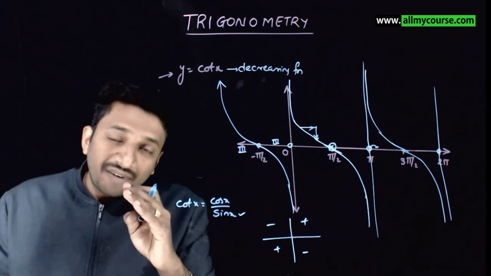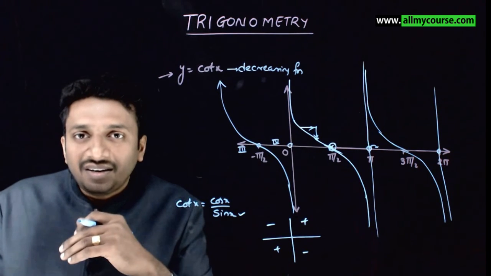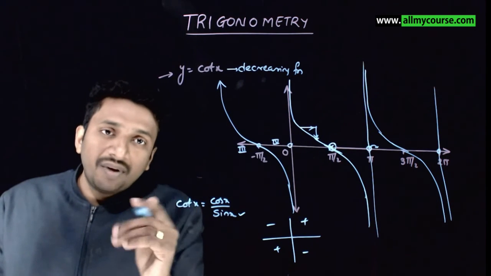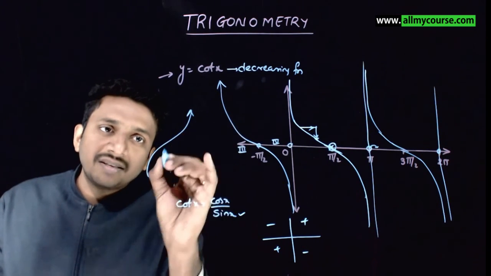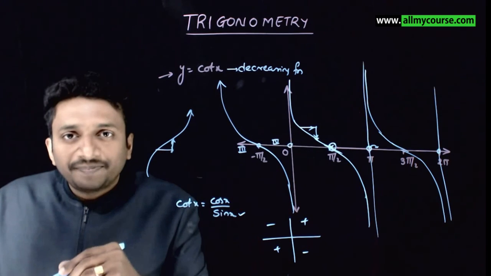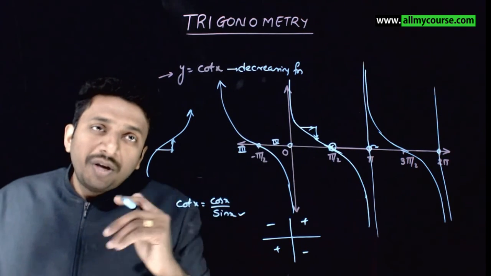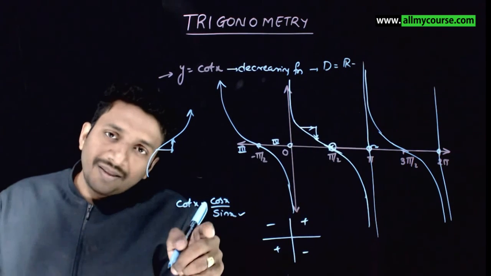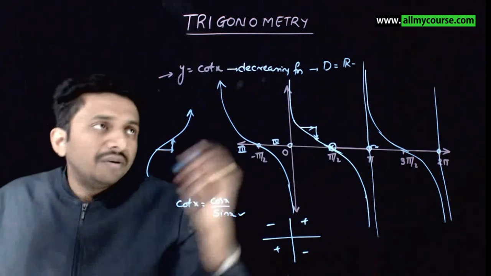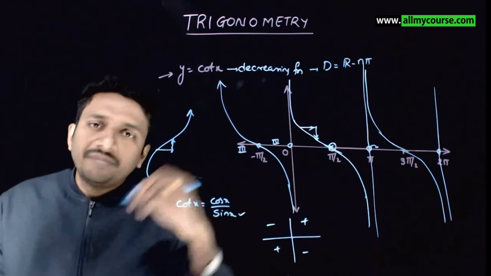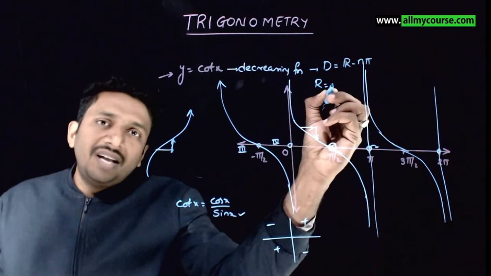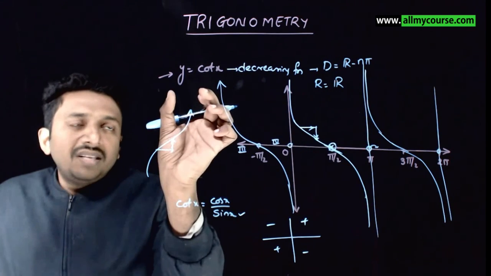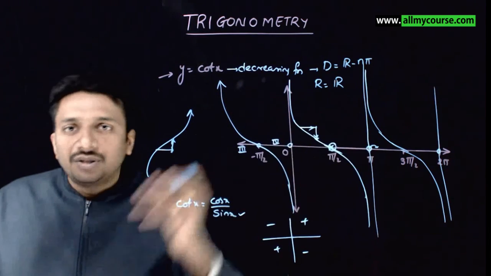Decreasing function means that if x is increasing, the value of y is decreasing. Tan is an increasing function. As x increases, the value of y increases, because the graph of tan looks like this. And what is the domain of cot x? The domain of cot x is all real numbers except the values where sin x is equal to 0, that is R minus n pi. And what is the range? Range is all real numbers. So y equals cot x has a graph which looks like this.